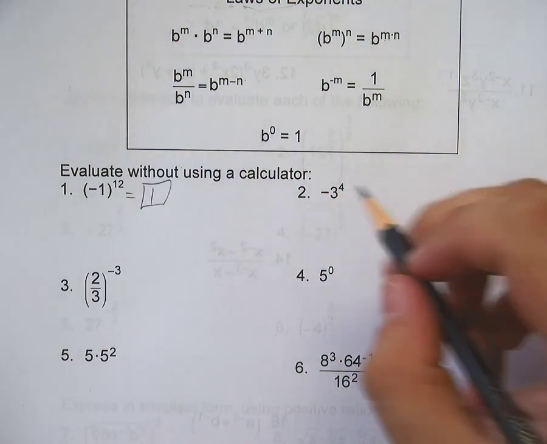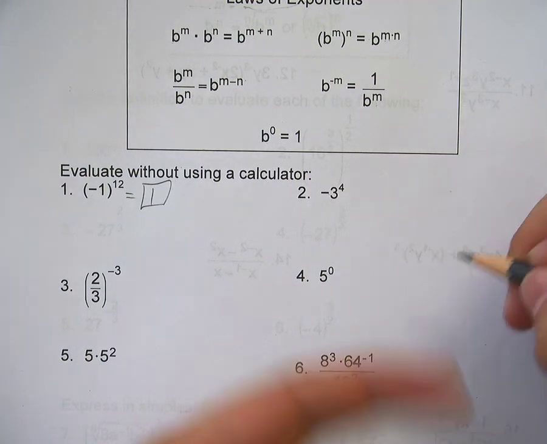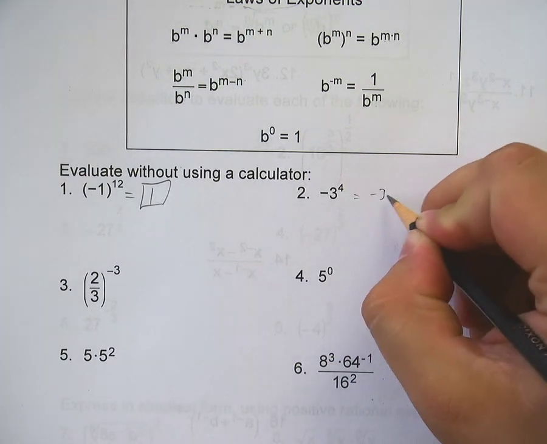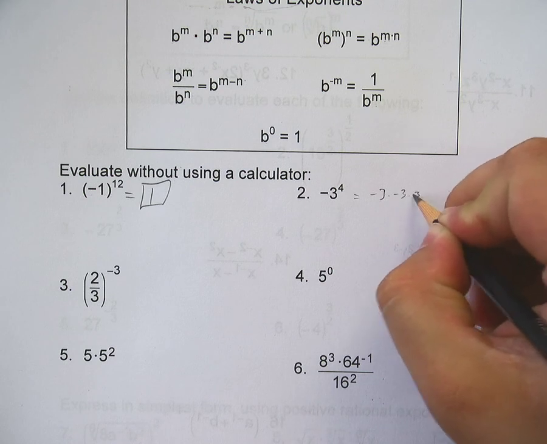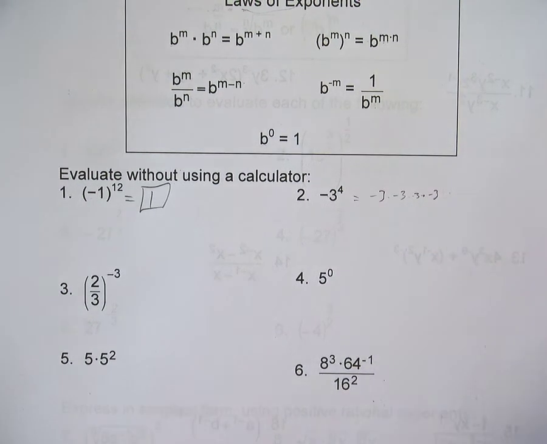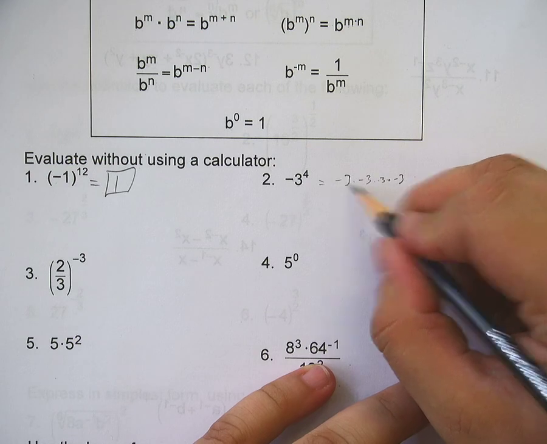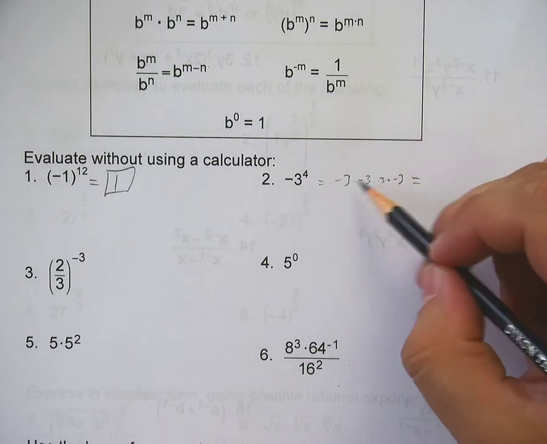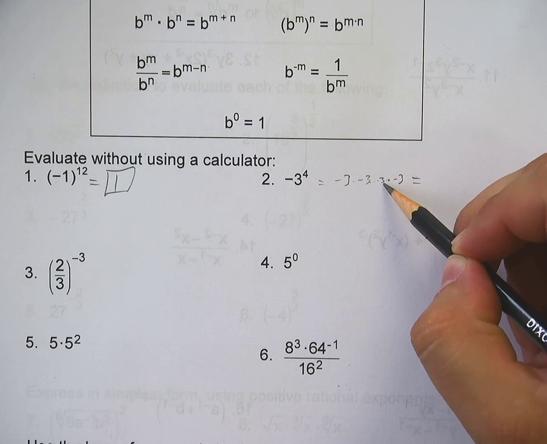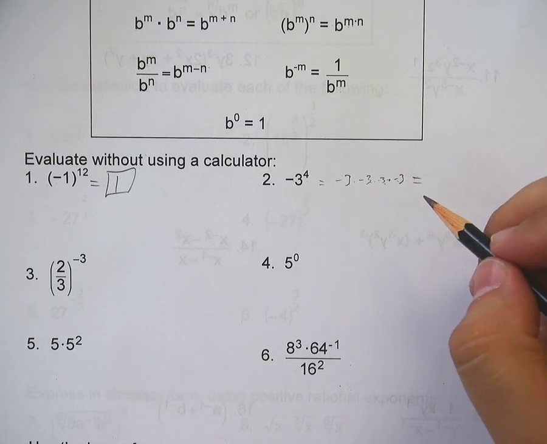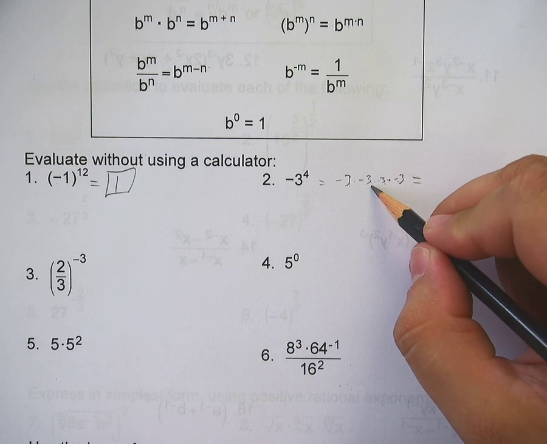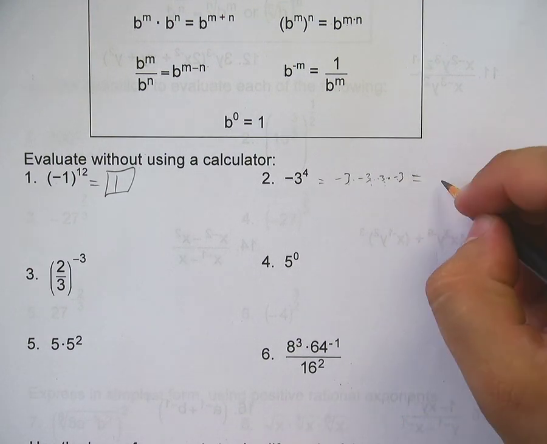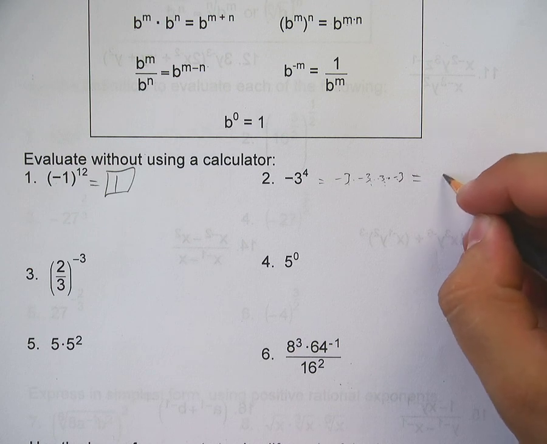Number 2, negative 3 to the 4th, that's negative 3 times negative 3 times negative 3 times negative 3. The negatives obviously are going to go away because there's 4 of them and it's an even number. 3 times 3 is 9 times 3 is 27 times 3 is 81. So it's going to be 81.